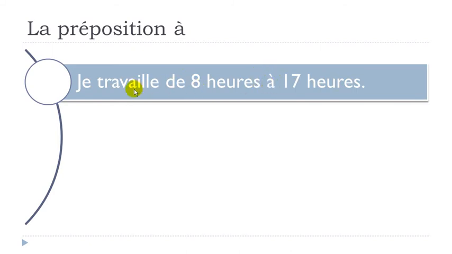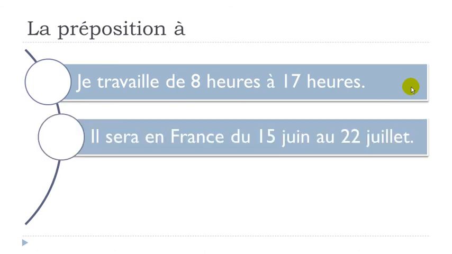Okay, so in this example, it's quite traditional or quite classic because we introduce the hours or the time. So from to. Let's see another example now. Il sera, remember, sera, it's to be, but the future form. Il sera en France du 15 juin.